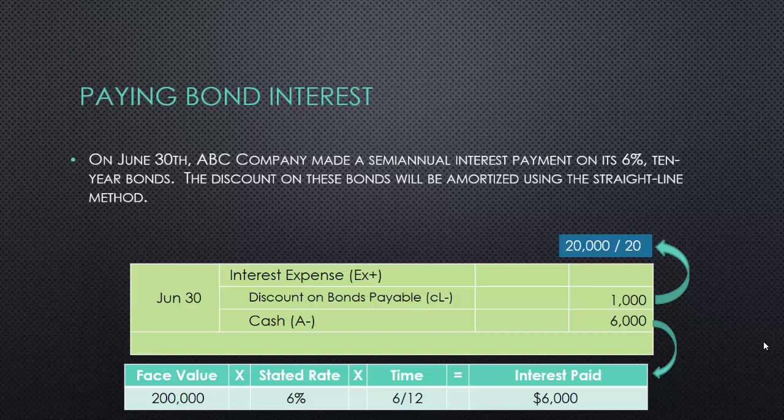And to finish this entry, we are just going to debit interest expense for whatever makes our debits equal our credits. That is $7,000. We paid semi-annual bond interest.